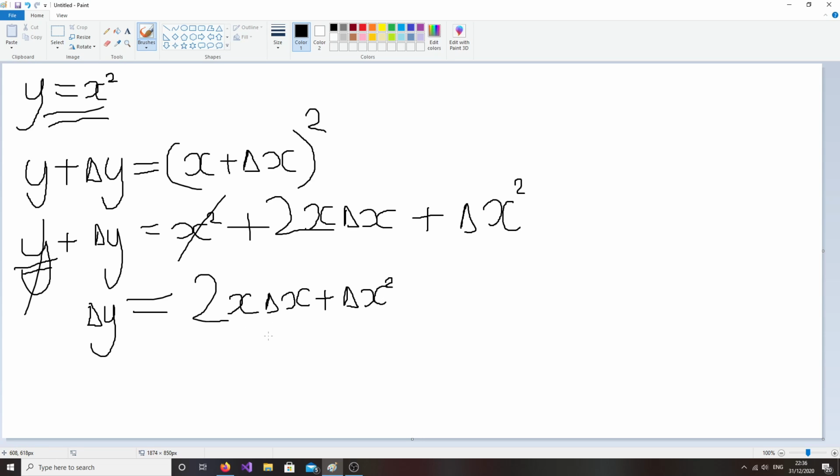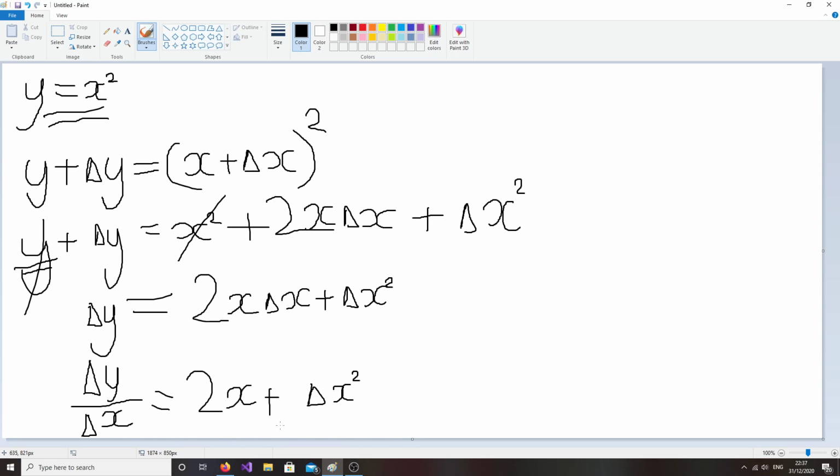Now, next stage is to divide by delta x. In this case, this would be like trying to find the gradient. So the gradient here is this small value of y divided by this small value in x, which are very small changes. And so this equals 2x plus delta x.